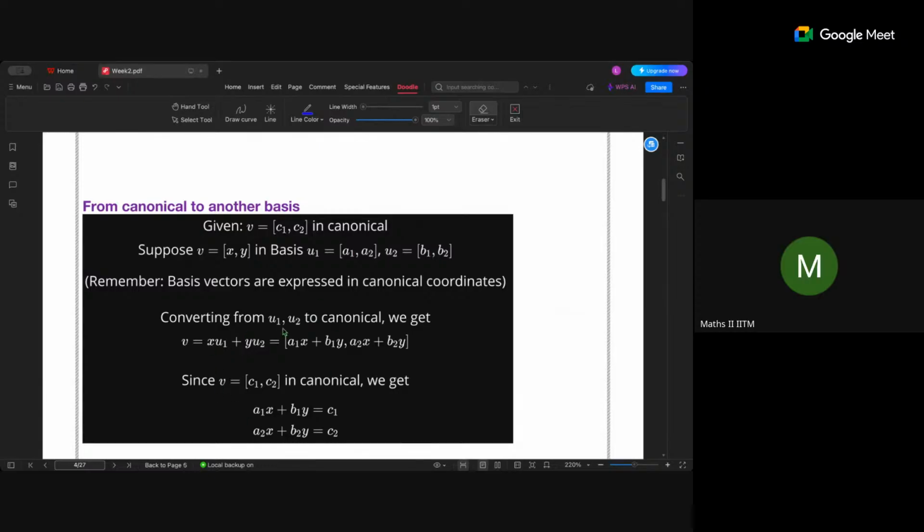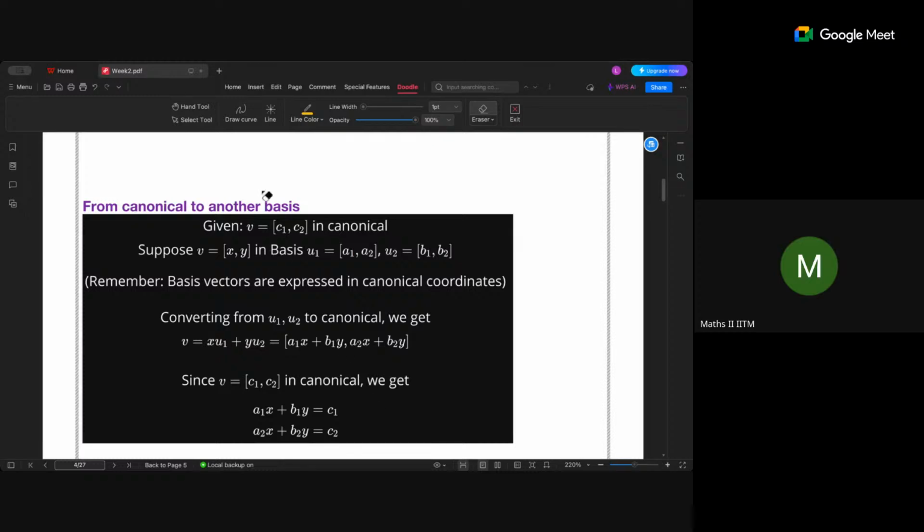So suppose you have a vector in the canonical basis, some vector c1, c2. You want to convert it from the canonical basis to some other basis u1, u2, where the coordinates of u1 and u2 are here. To find the coordinates of this vector v with respect to the new basis, you have to solve the system of linear equations a1x plus b1y equals c1 and a2x plus b2y equals c2. This x comma y is the coordinates of v with respect to the new basis u1, u2.